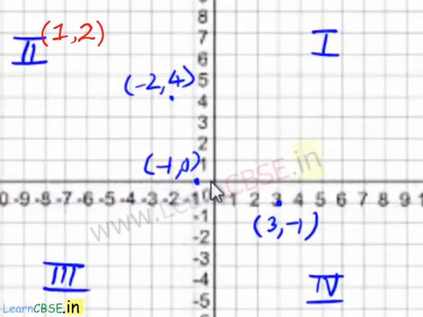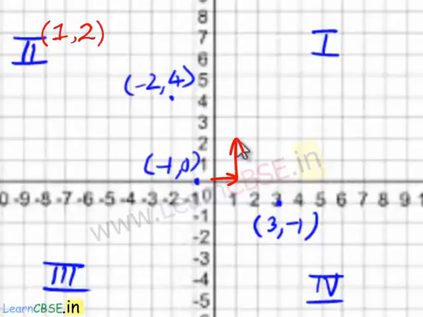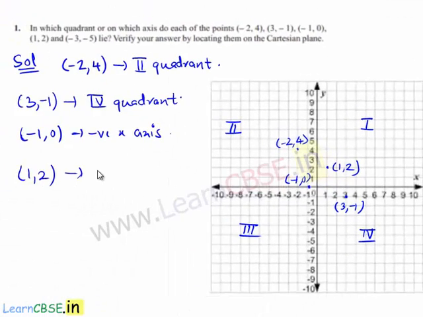Starting from the origin, since the x coordinate is given as +1, we move 1 unit along the positive direction of the x-axis, and further from here, since the y coordinate is given as +2, we move 2 units along the positive direction of the y-axis. So the point (1, 2) lies here. Hence the point (1, 2) lies in the first quadrant.